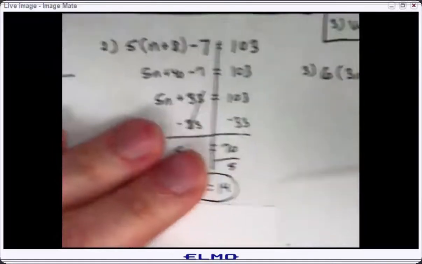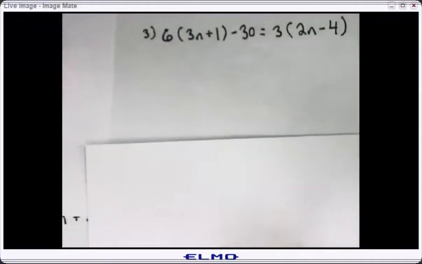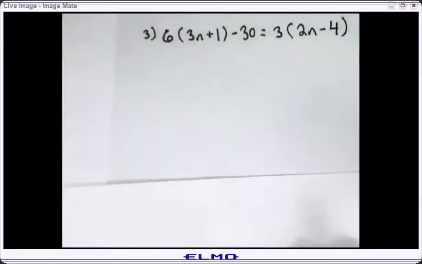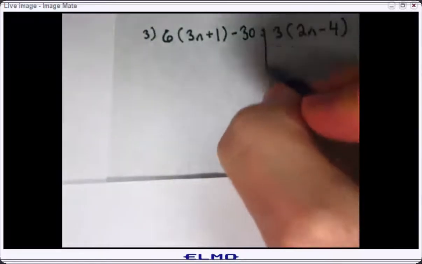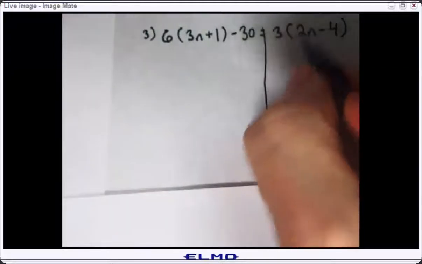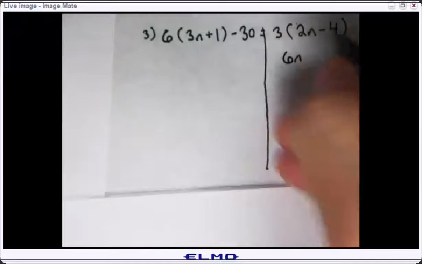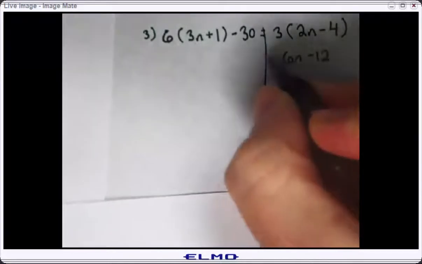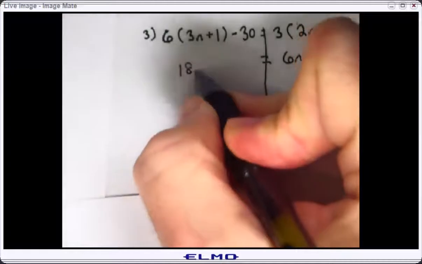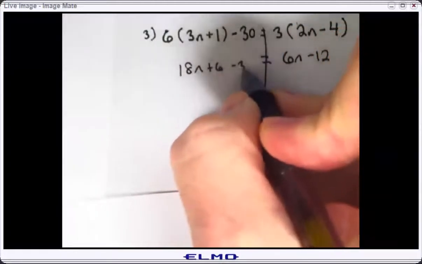All right. Now, if you would like to pause the video and try it yourself and then have me go over it, be a good time to do that. On this equation, both sides have some work to do to simplify. The right side, 3 times 2n is 6n. 3 times negative 4 is negative 12. The left side, 6 times 3n is 18n. 6 times 1 is 6. And I need to bring down this negative 30.